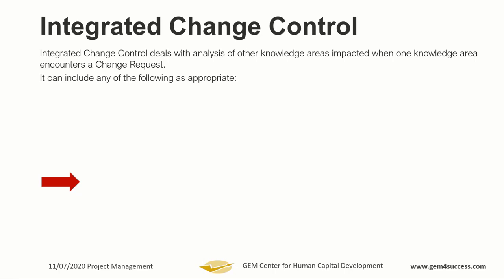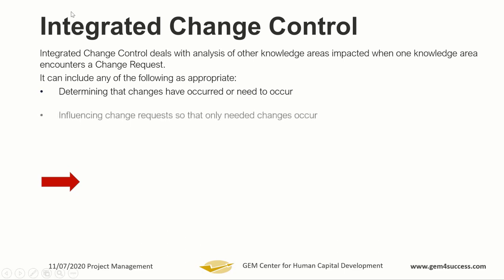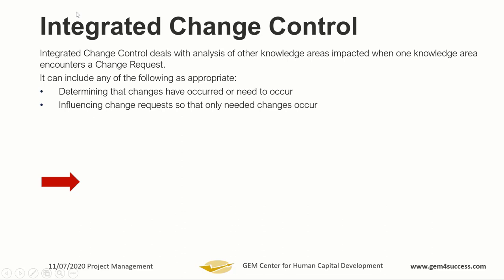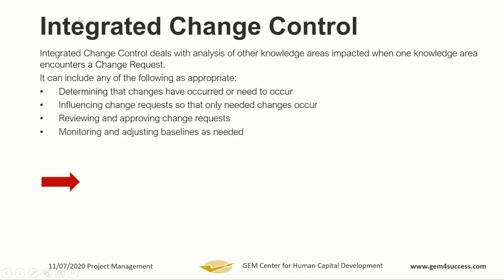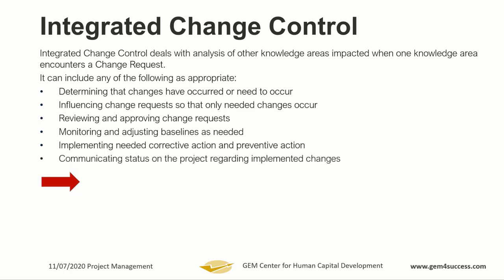It can include any of the following: determining that changes have occurred or they need to occur. It also includes influencing change requests so that only needed changes can occur, and then reviewing and approving change requests, and then monitoring and adjusting baselines as needed, of course, after you have gotten authorization. Then implementing the needed corrective actions and preventive actions, and then communicating status of the project regarding implemented changes. All of these things are just part of what you do when you are conducting your integrated change control.